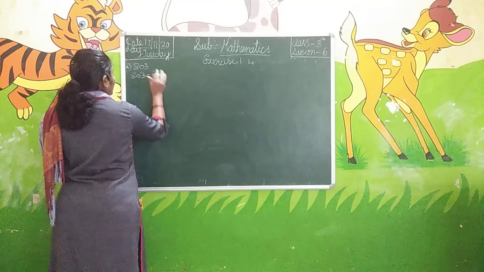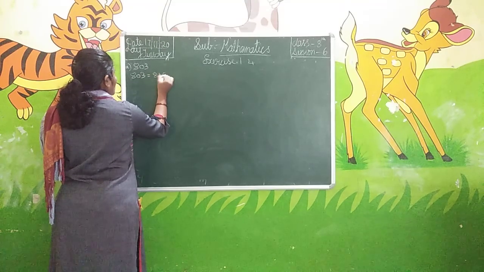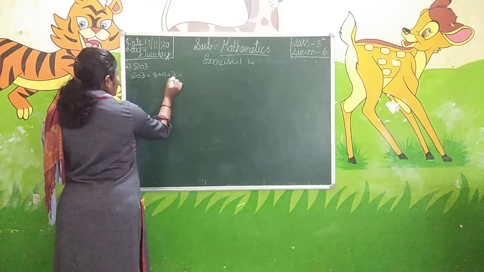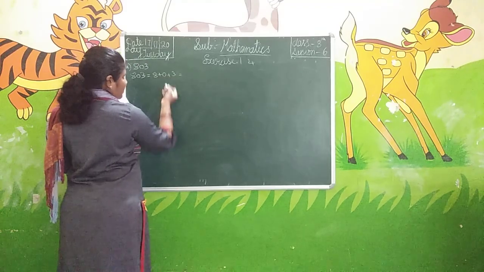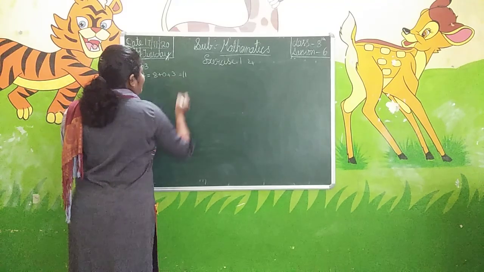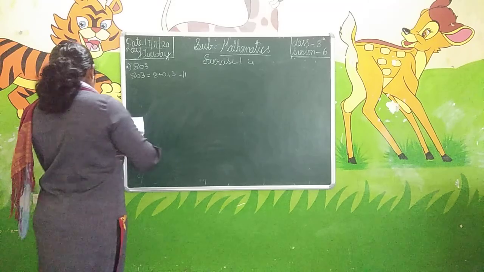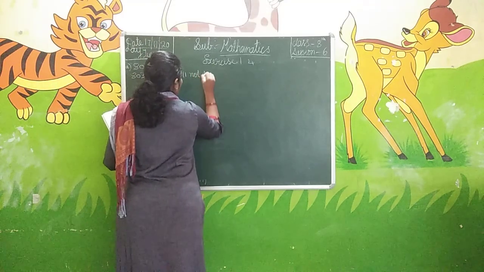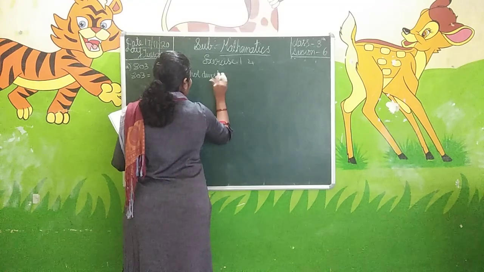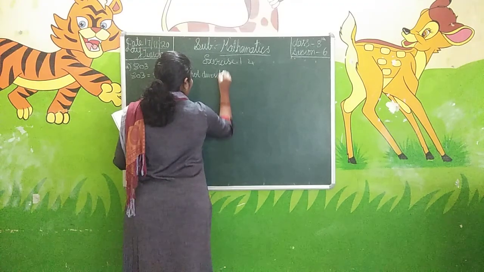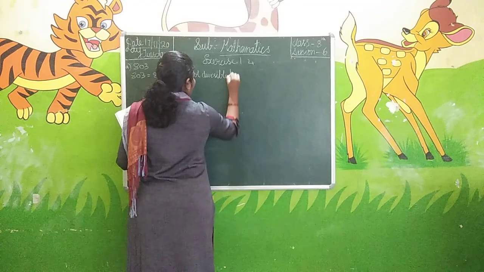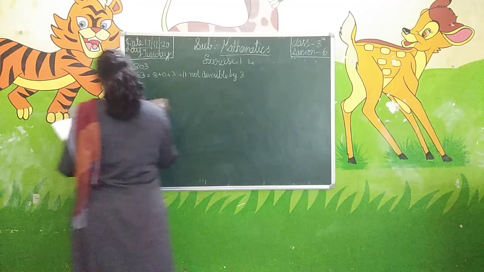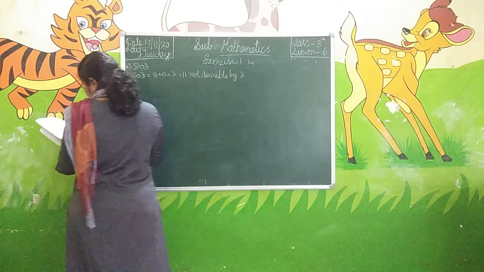So, 8 plus 0 plus 3. What do we get as the answer? 8 plus 0 is 8 itself. 8 plus 3 is 11. Is it divisible by 3? No, it is not divisible by 3. And next, they have asked about 4.